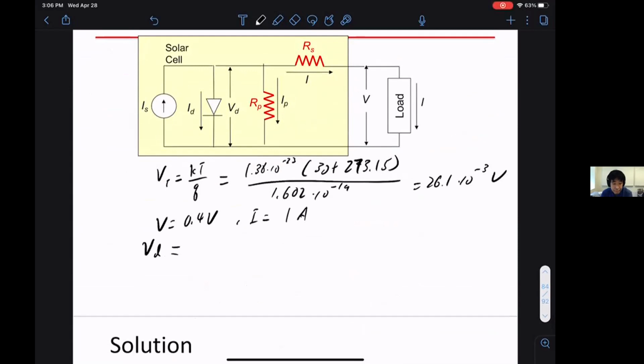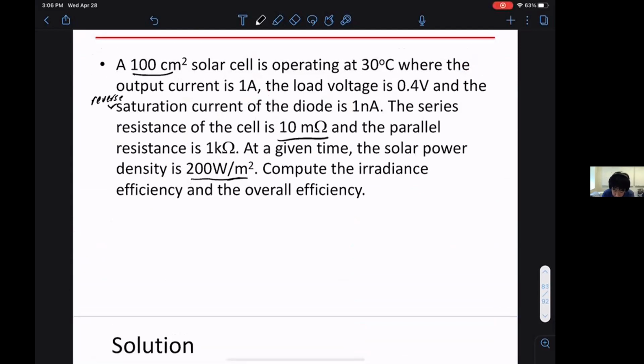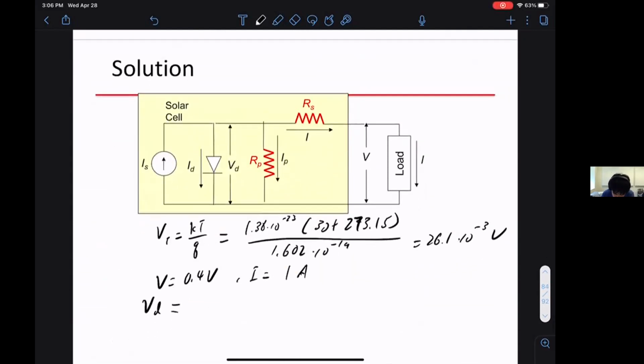If I know the load voltage and I know the current, I can see how much voltage drops across the series resistance. We know the series resistance is 10 milliohms. So VD is V plus current times RS: 0.4 plus 1 times 0.01. The voltage drop across the series resistance is 0.01 volts, so VD is 0.41 volts. Now I can compute the current ID.